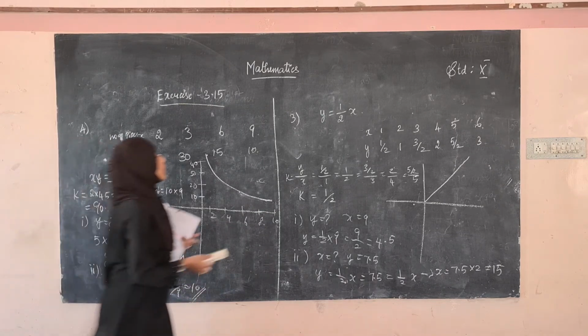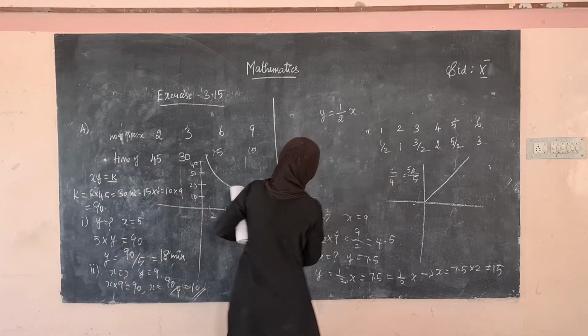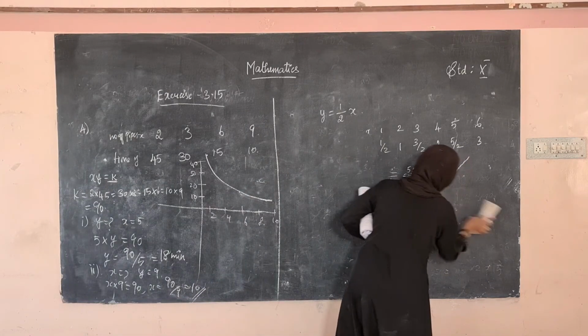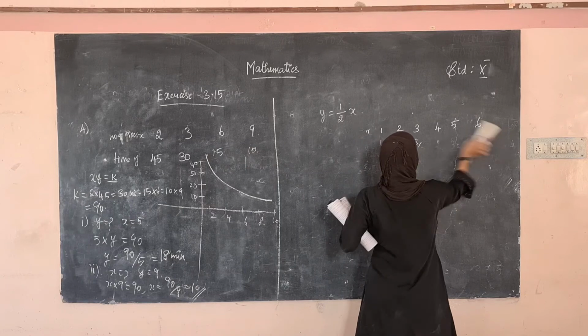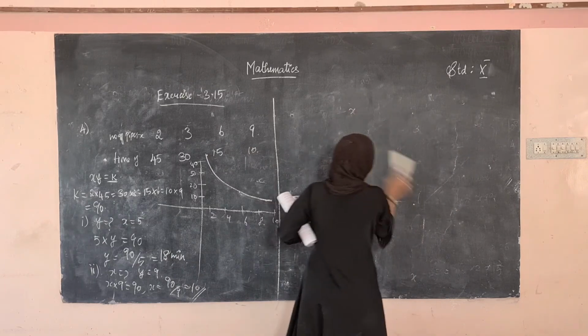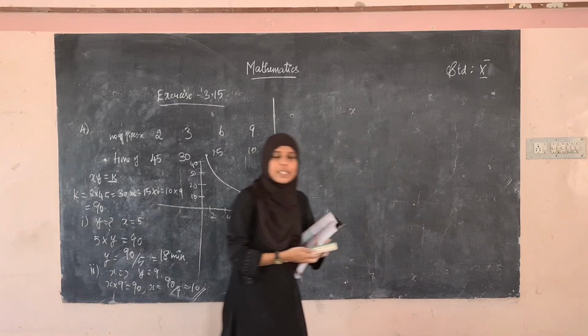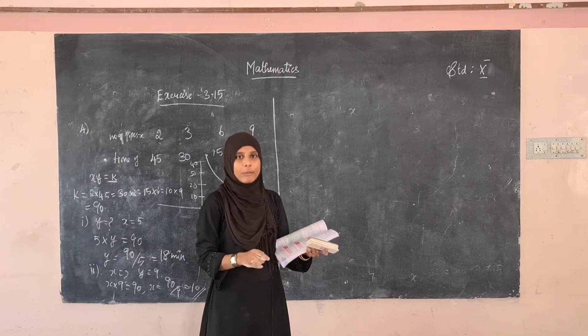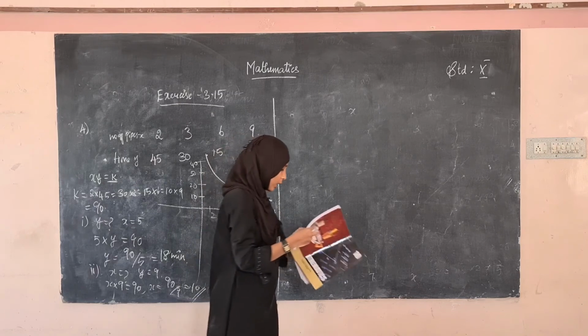Okay. So the next sum. For every sum you have to find the constant of variation. Then only you can find x or y according to the question they have given. So for every sum, first you have to check whether they have asked for it in the question or not, but you have to find the constant of variation.